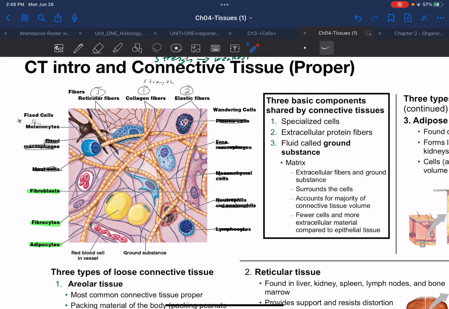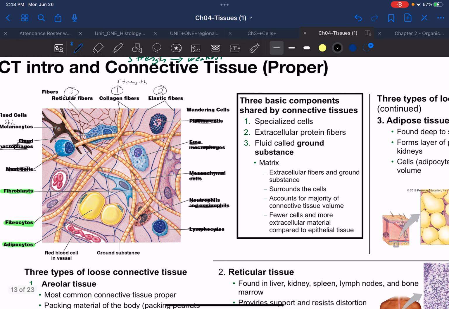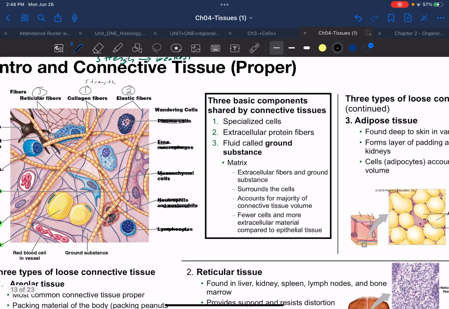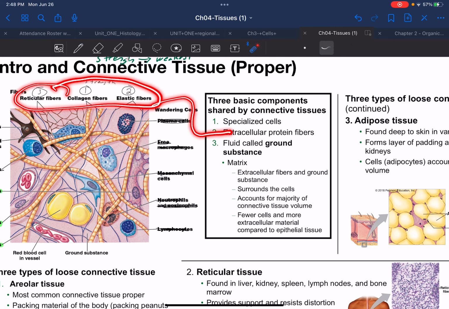They produce extracellular proteins. They are these 3 up here, the 3 fibers mentioned above the photo: the collagen, elastic, and the reticular. These are the extracellular protein fibers.